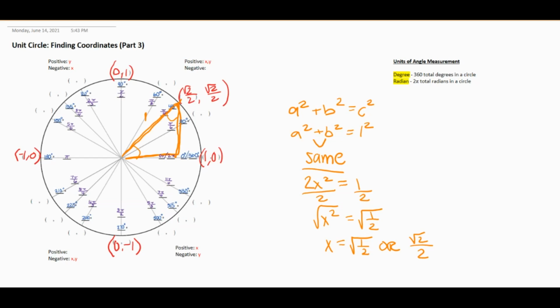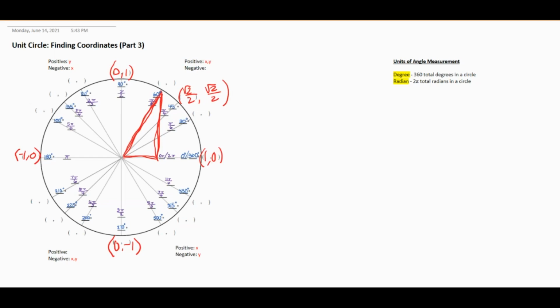If you put both of these numbers into a calculator, you will be able to see that you get a number that is approximately 0.707, which is how we get the coordinate of root 2 over 2, root 2 over 2. Now let's move on to solving the coordinate for the 60-degree angle.